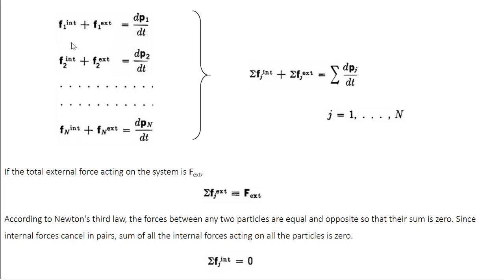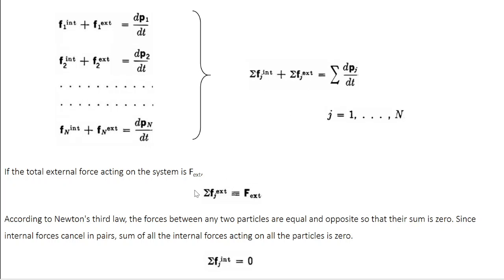So basically you have to take the sum of each of these individual terms. So summation over j of fj internal plus summation over j of fj external equals summation over j of dpj by dt, where j runs from 1 to n. Okay. Now let's see whether we can simplify this expression.